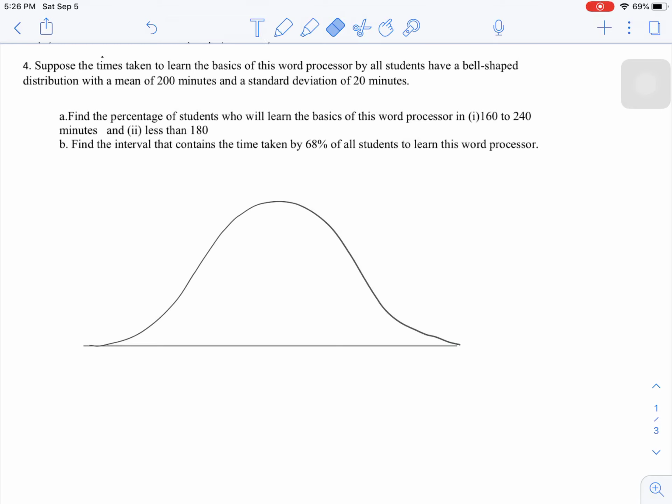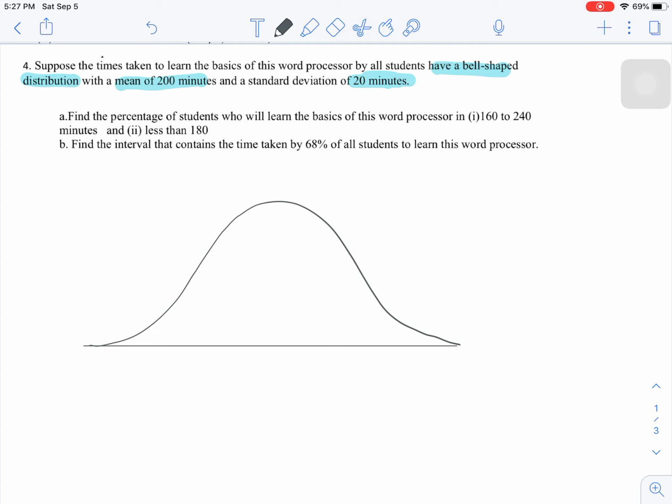Question 4, we have a bell-shaped distribution that represents the time taken to learn the basics of something by students. The average time students take to learn this thing is 200 minutes, and the standard deviation of this distribution is 20 minutes. What this question wants us to figure out in part A is to find the approximate percentage of students who take between 160 to 240 minutes to learn this word processor.